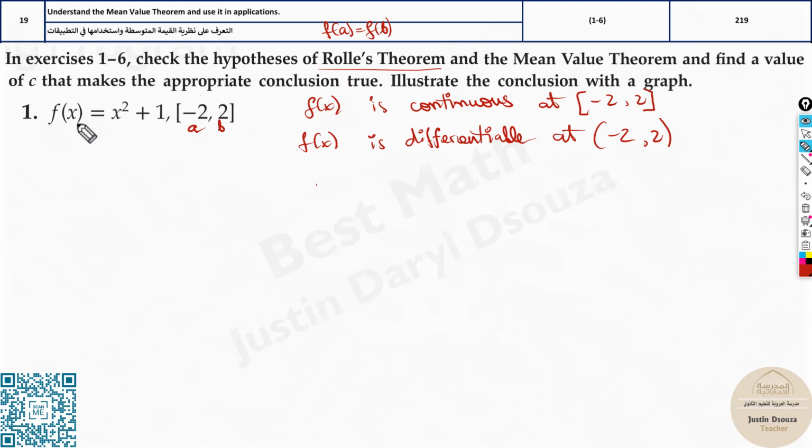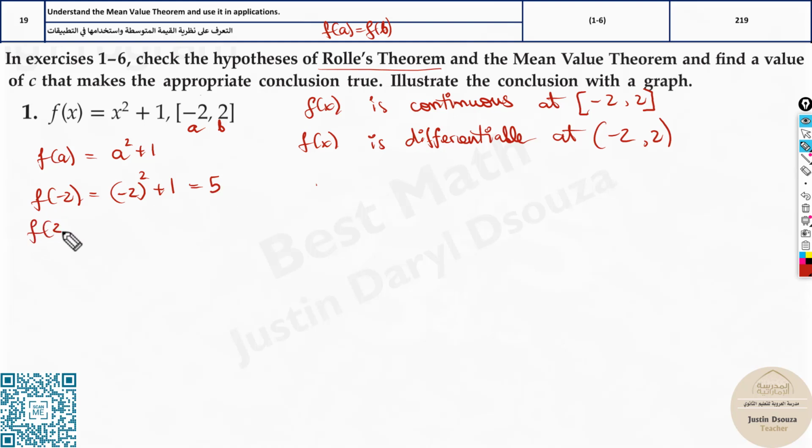Let's see how it works over here. We have the given function f of x. If you want to solve for f of a, what do we do? Instead of x, we put a squared plus 1. But what is the value of a? It is -2. So instead of a, I'll put (-2) squared plus 1. What is the answer? (-2) squared is +4 because minus becomes plus. Adding 1, it will be 5.